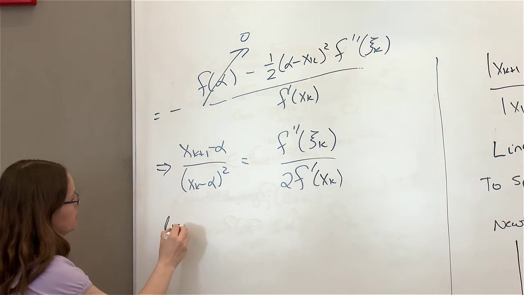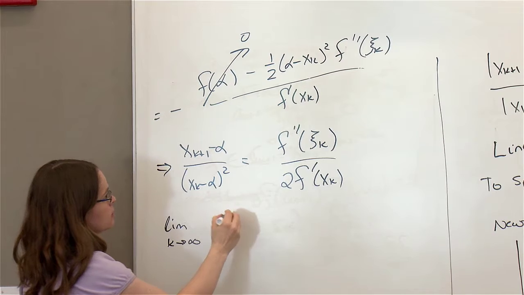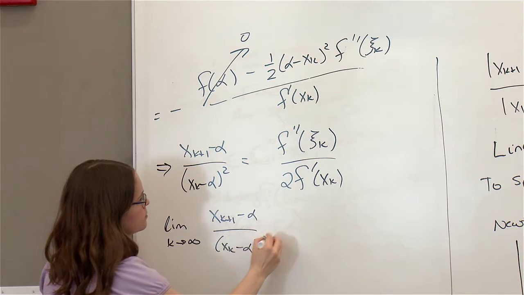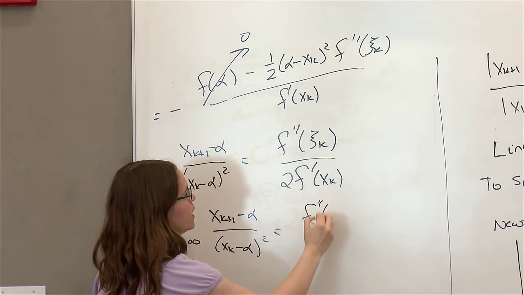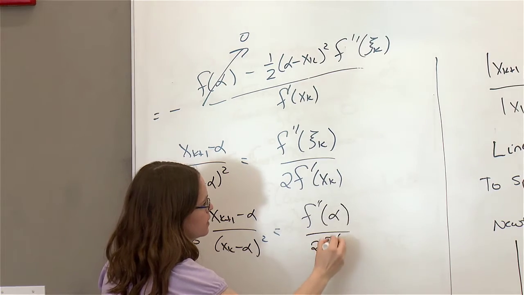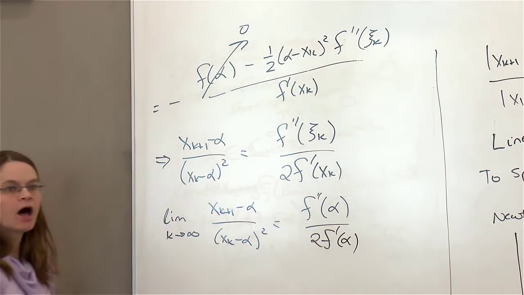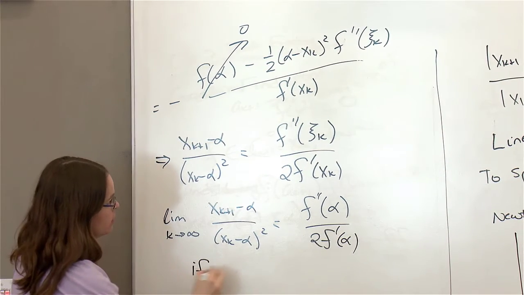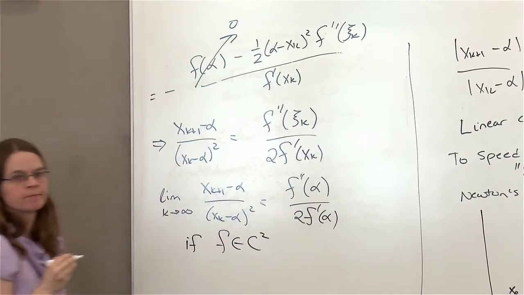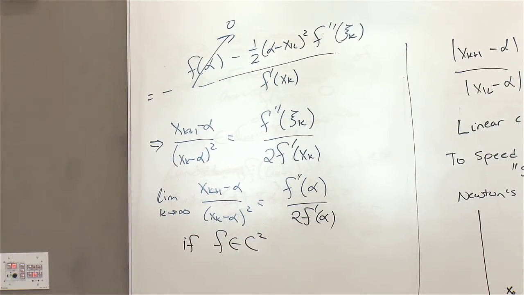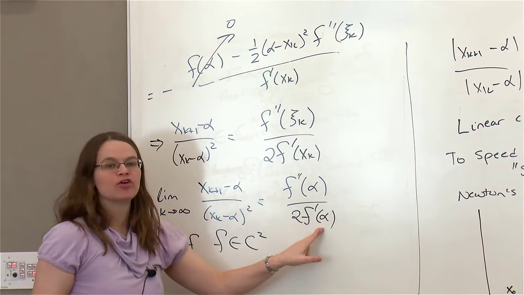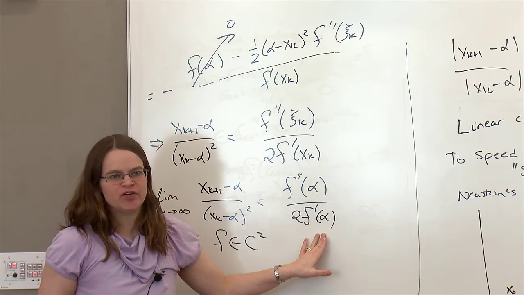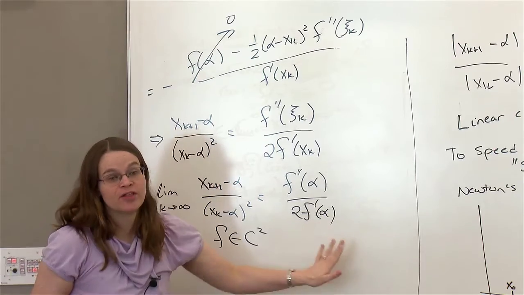So this limit of all of this is going to be nothing but f double prime of alpha over 2 f prime of alpha, under the assumption that the first and second derivatives are continuous. So if f is a C2 function. And clearly for this method, it's going to matter that f prime is not vanishing. Bisection method doesn't really matter if f prime vanishes or not. This method, it definitely matters.